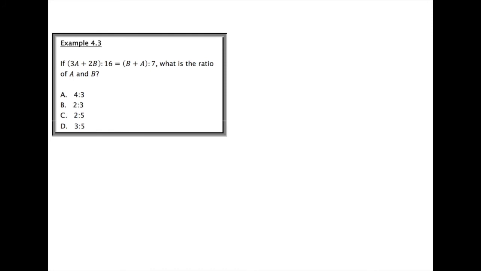Let's solve now our example 4.3. If 3a plus 2b is to 16 equals b plus a is to 7, what is the ratio of a and b? We can now write our solution, which is 3a plus 2b over 16 equals b plus a over 7.